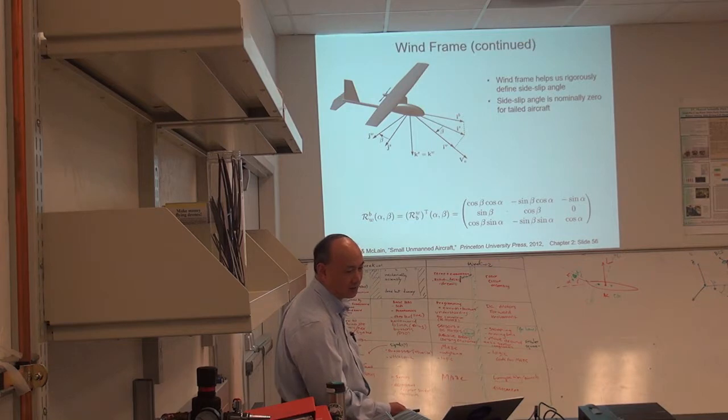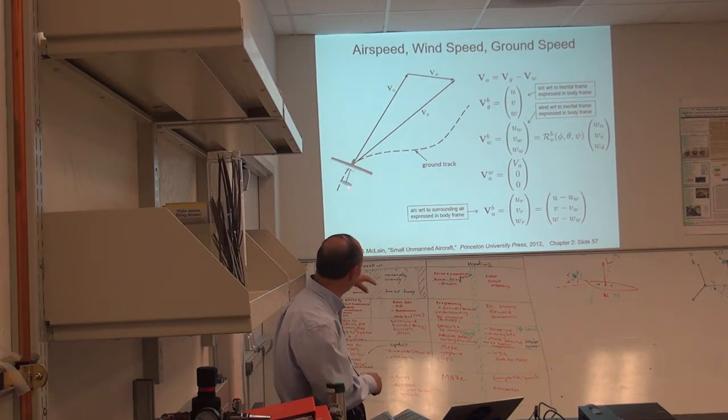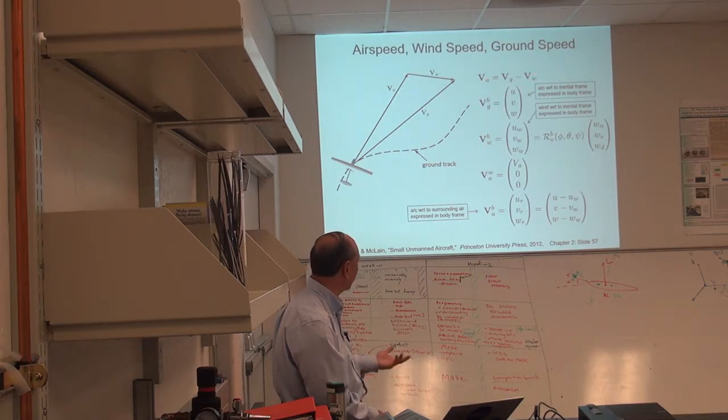Then we have three different speeds. One is called airspeed, okay, this is airspeed. Another one is the wind speed. From the ground, you can see the speed is like that. On the ground, you project the aircraft on the ground. The ground people will look at your vehicle actually flying this way. But your actual velocity is like that. So VA is VG minus VW, okay? So these are the components.